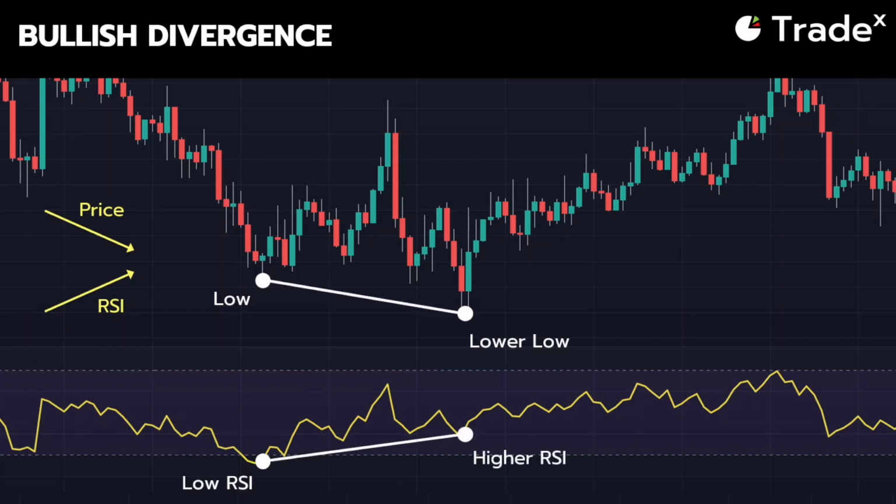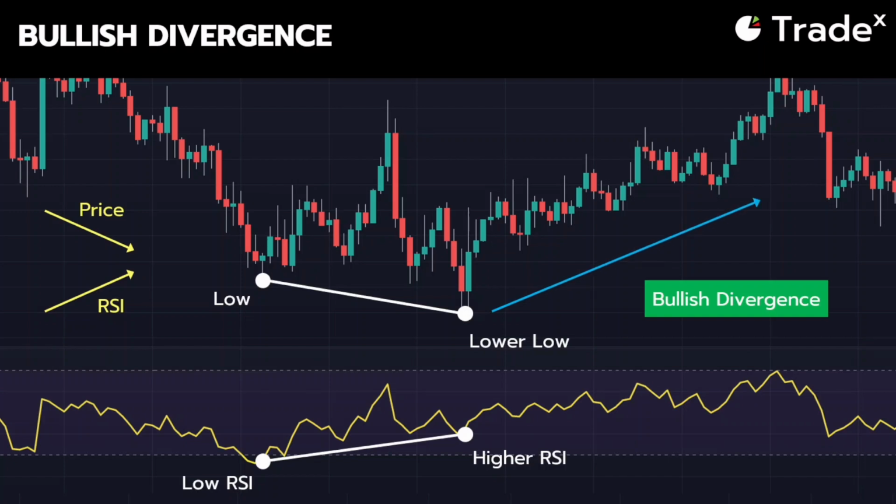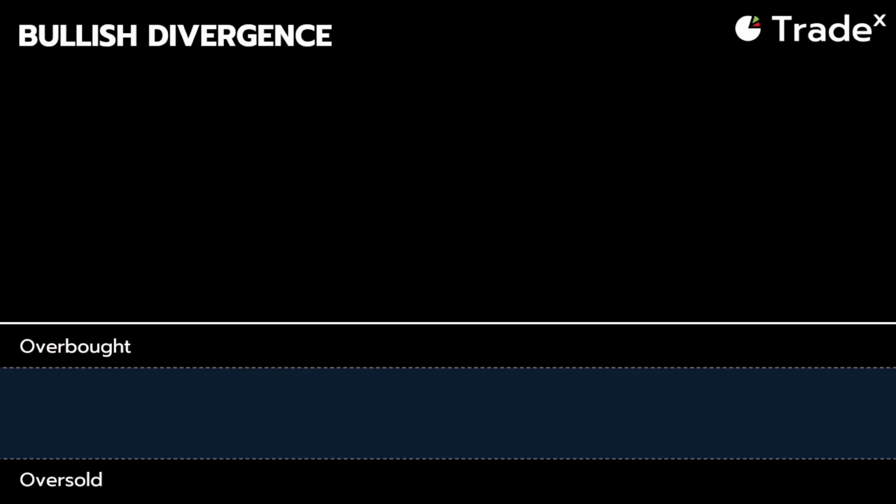This divergence between the price and the RSI signals a potential bullish reversal, suggesting that the downward momentum is weakening and the price may soon begin to rise. Similar to bearish divergence, we can enhance the success rate of trading with bullish divergence by following specific guidelines.